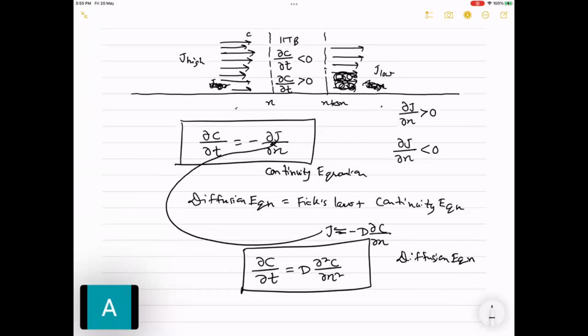Now, what I would like to ask you: have you seen any similar equation before? Anyone? Any student, please unmute yourself. The heat equation. Which heat equation looks like this? Yes, very nice. Anything else? The Schrodinger equation also looks like this, very nice.